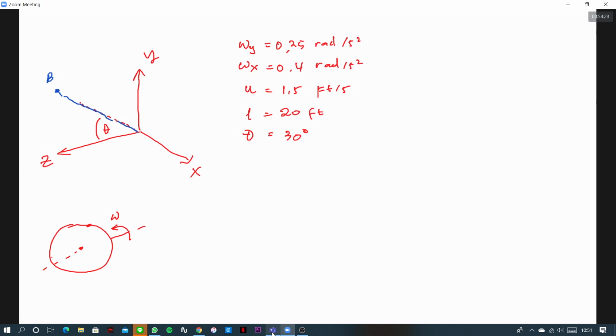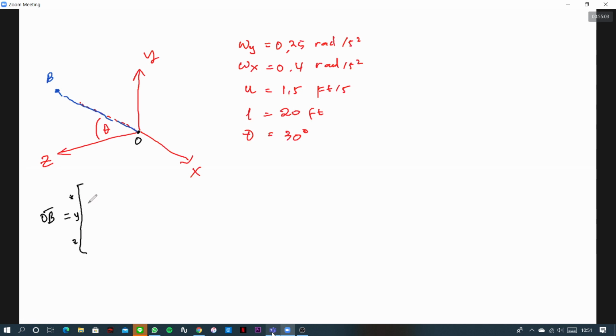Okay. All right, now let's start. How can you define B in terms of vector? You have to remember the vector again. If I consider this as a point O, then OB, the vector of OB in three-dimensional space, has three components: x, y, and z.